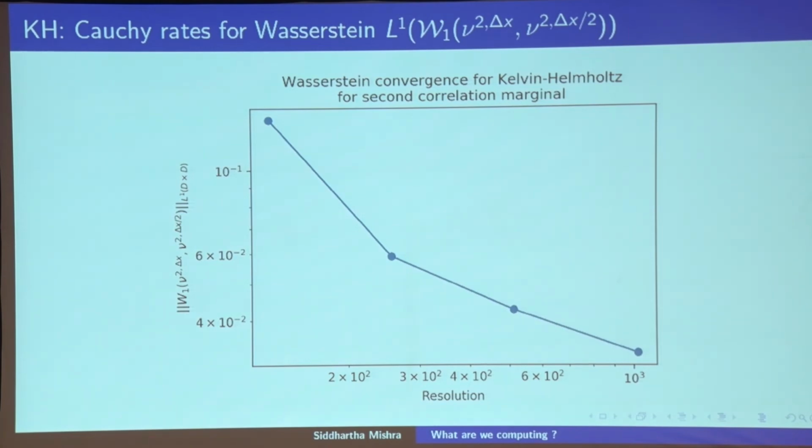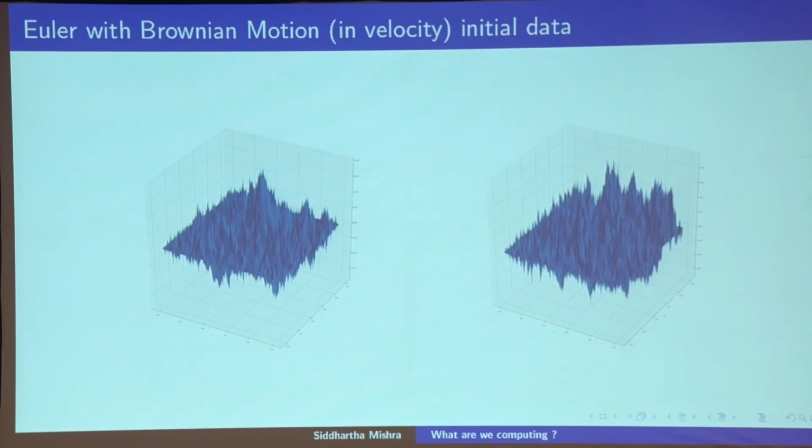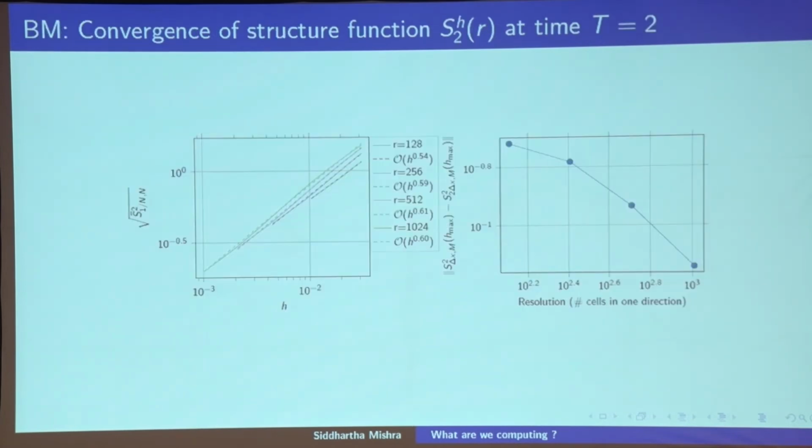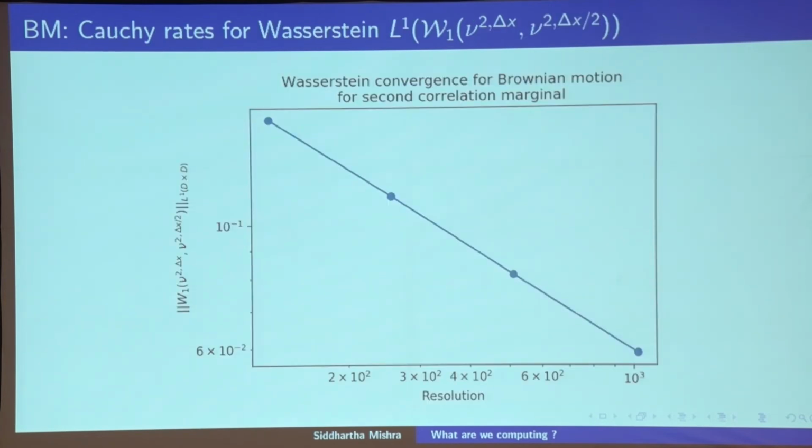So, verifying the theory. Here's another example. I take the Euler equations, but now I take constant density, constant pressure. I take Brownian motion as my initial data for the velocity, uncorrelated Brownian motion. We want to compute the structure function in this case. This can be done, and it very nicely converges, as the theory says. And also in this pseudo-Wasserstein metric on Young measures, you have very, very neat convergence. This is really linear convergence. You can't expect better than that.